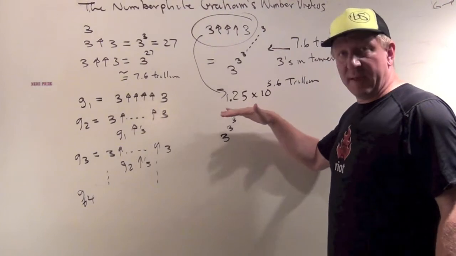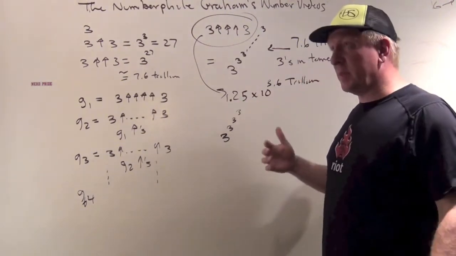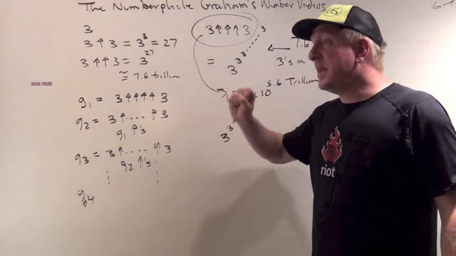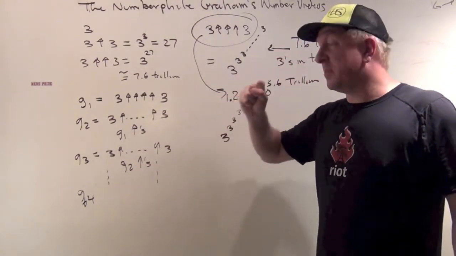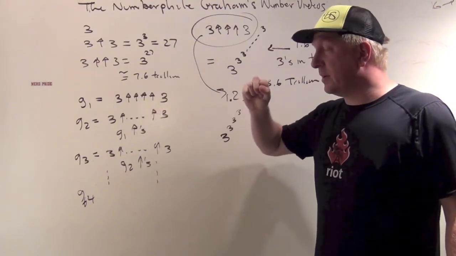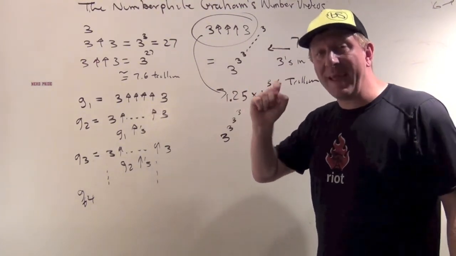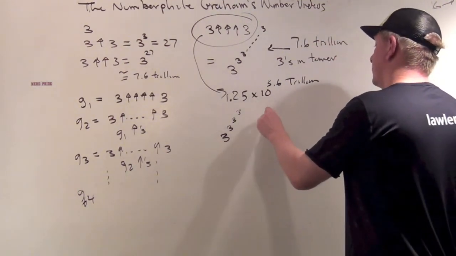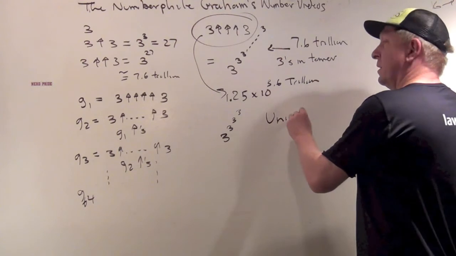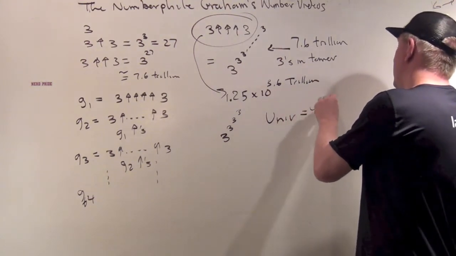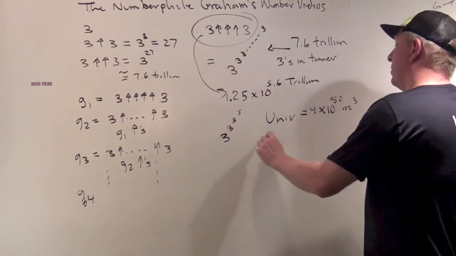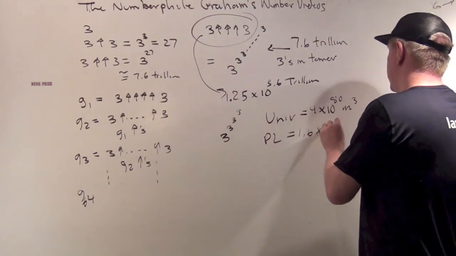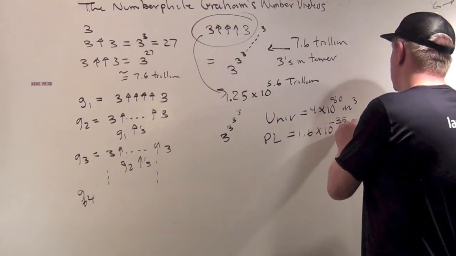One of the amazing things about Graham's number is how big it is, and on the Wikipedia entry they say Graham's number is so big that even if you took the size of the observable universe and put one digit in each Planck volume, you wouldn't be able to write the number down. The size of the universe, according to Wolfram Alpha, is about 4 times 10 to the 80th meters cubed. A Planck volume is about, I think, 1.6 times 10 to the minus 35 meters, cubed.